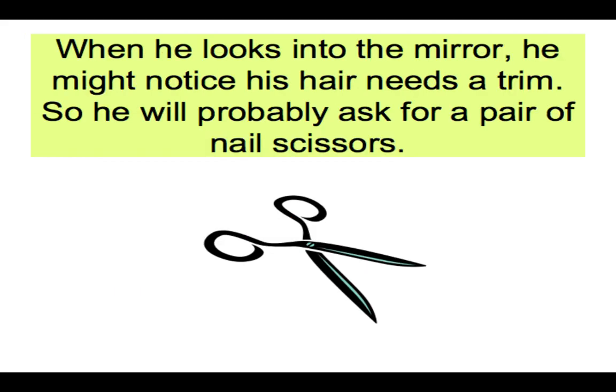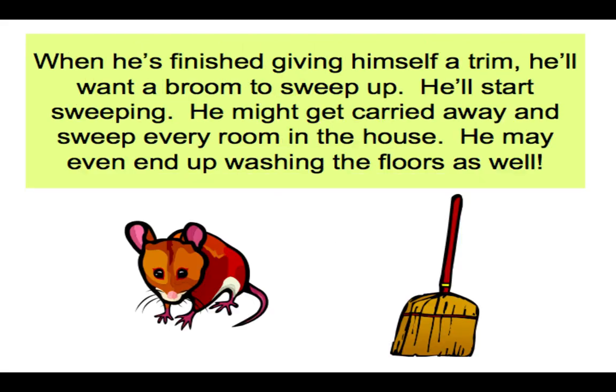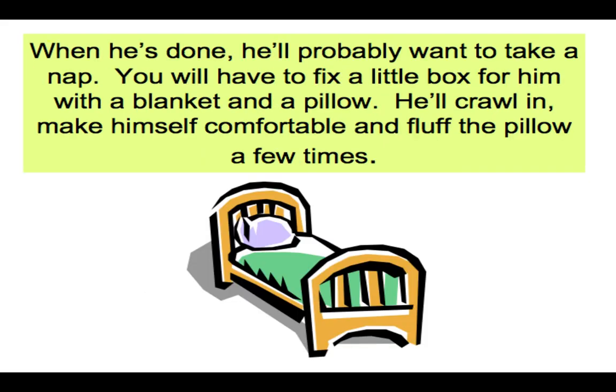When he looks into the mirror, he might notice his hair needs a trim, so he will probably ask for a pair of nail scissors. When he's finished giving himself a trim, he'll want a broom to sweep up. He'll start sweeping. He might get carried away and sweep every room in the house. He may even end up washing the floors as well. When he's done, he'll probably want to take a nap. You will have to fix a little box for him with a blanket and a pillow.